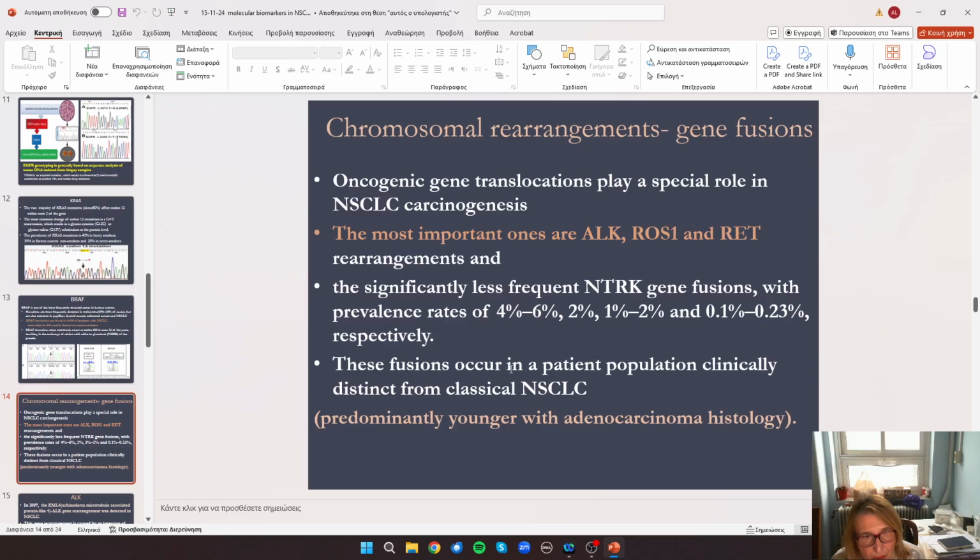These fusions occur in a patient population clinically distinct from classical non-small cell lung cancer, mainly in younger patients with adenocarcinoma histological type.